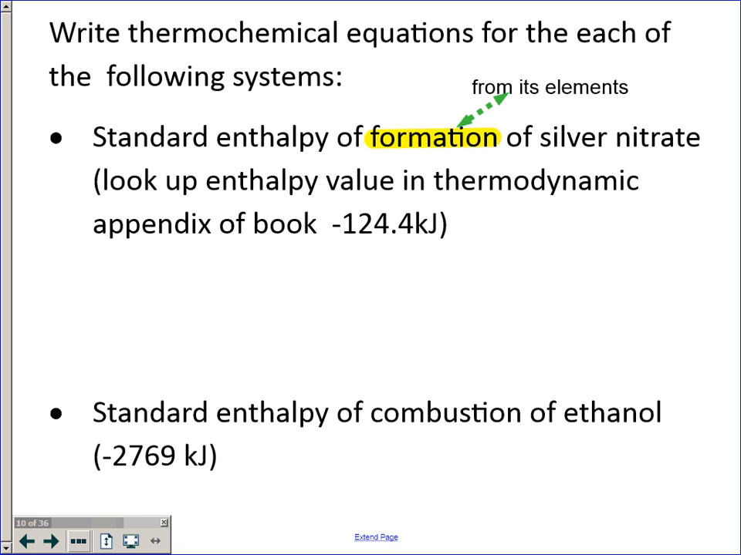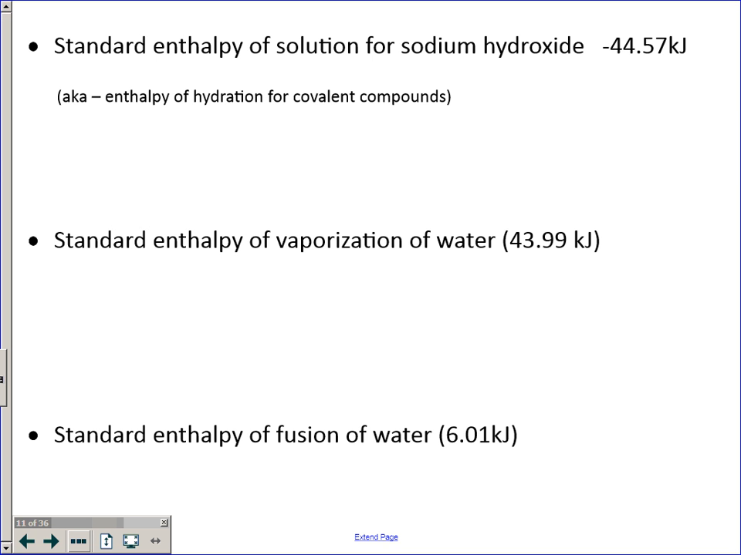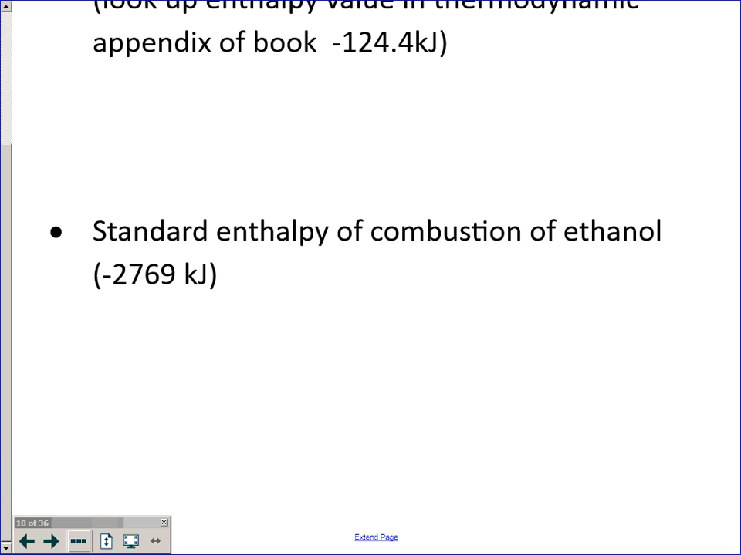Okay, there's my silver nitrate. Boom. Negative 124. It was also negative 200 kilojoules. It was close. Let's write down the combustion. All right, so write down the standard enthalpy change of combustion of ethanol. Just write a reaction. It should take you less than a minute.